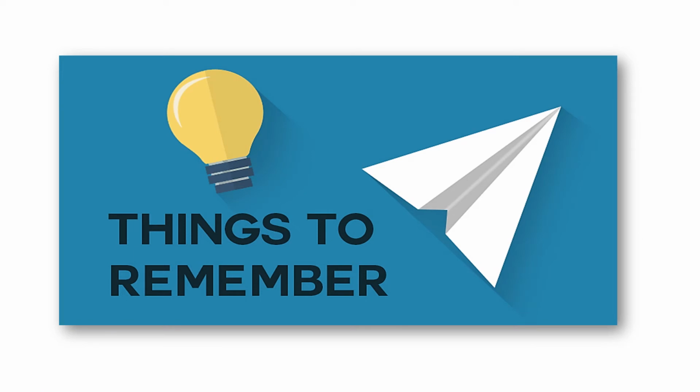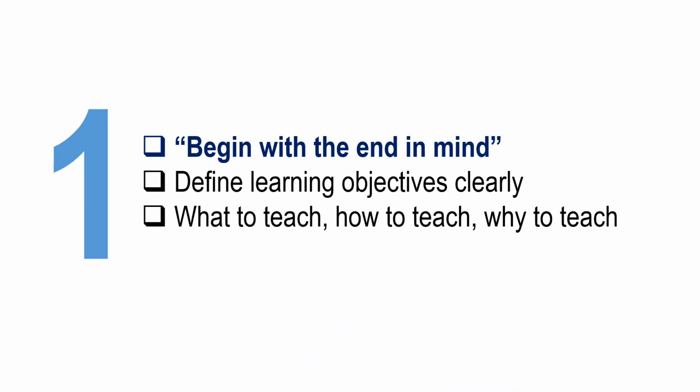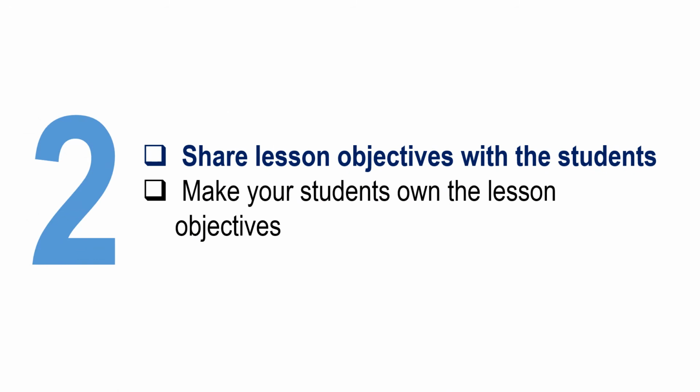Remember, in making learning objectives, number 1, the objective should be clear. You need to define clearly what your objective is. It's very important: what to teach, how to teach, and why to teach. So begin with the end in mind. Share objectives with the students, and make sure that your students own the learning objective. Take note, you do not own the learning objective; it's meant for your students.